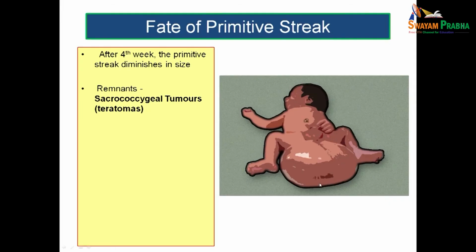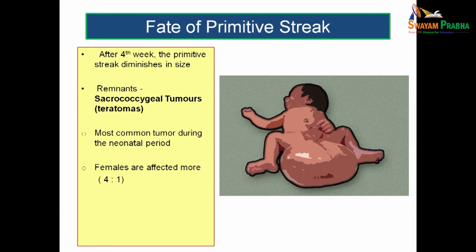sacrococcygeal teratoma. Sacrococcygeal teratoma is a big mass or tumor-like growth seen at the sacral region. That is nothing but the remnant of the primitive streak. This is said to be the most common tumor during the neonatal period. Usually females are affected more compared to males, and the ratio is said to be 4:1.